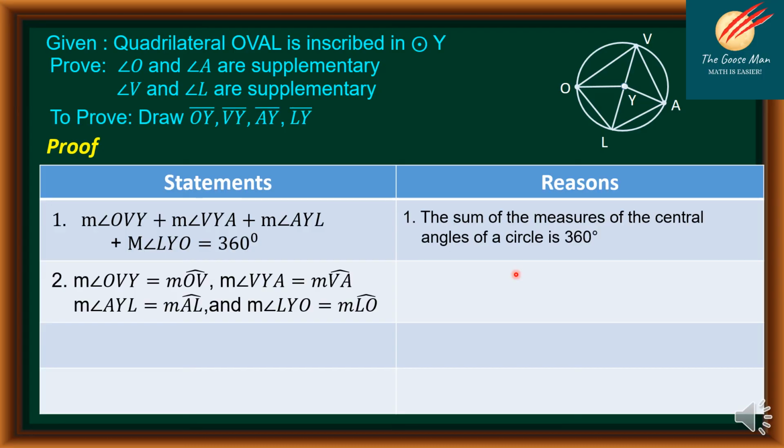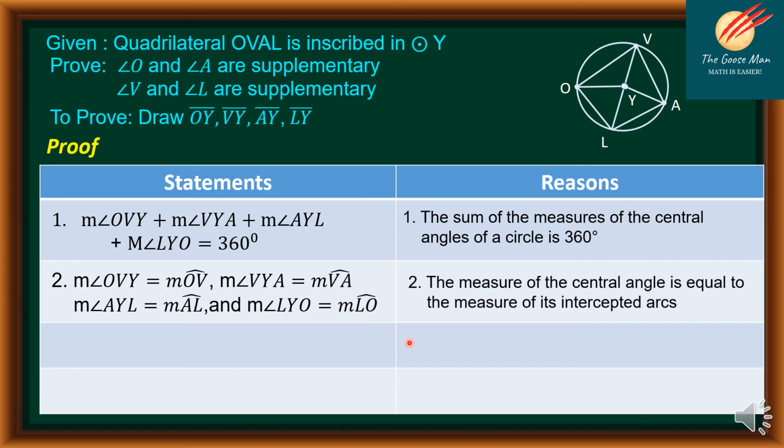For statement number 2, the measure of angle OBY is equal to arc OB, as well as the measure of angle BYA is equal to arc BA. Then we can say that the measure of angle AYL is equal to arc AL, and the measure of angle LYO is equal to the measure of arc LO. This is because the measure of the central angle is equal to the measure of its intercepted arc.